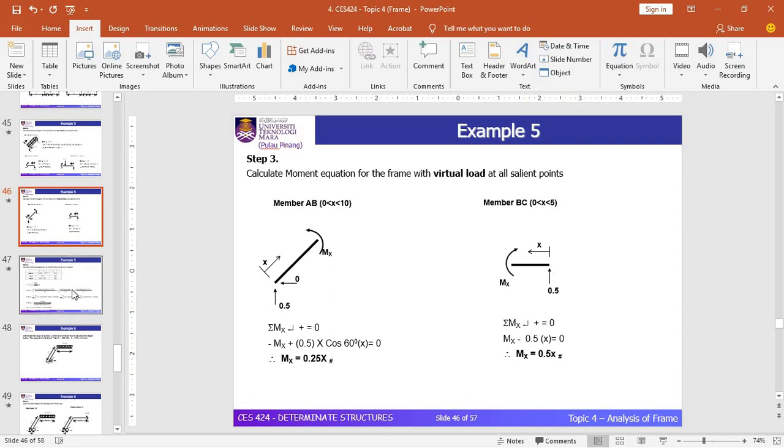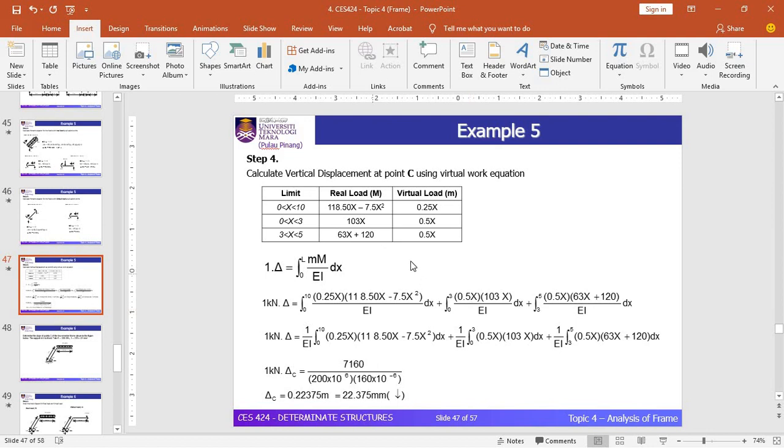Next, you tabulate all the moment equations in the table. As usual, you should have three columns here. First is the limit, second column is for the real moment equation, and the third column is for the virtual moment equation. You can see here for the virtual diagram, the equation of moment is similar for range 0 to 3 and 3 to 5, but in the solution, we just do it one time.